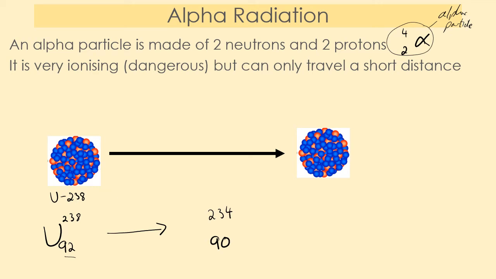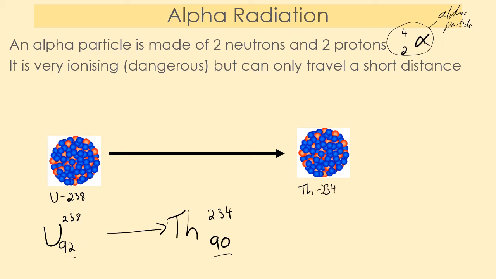If I want to find out what this is on the periodic table, I use my atomic number. I go through it until I find the one that has 90 as the atomic number. Luckily, the periodic table is ordered in order of atomic number. If you haven't seen this before, have a look at it now. You'll notice that they all go up in increasing order, going up by one each time. Isn't that amazing? And I find that this is thorium. So it's thorium-234.